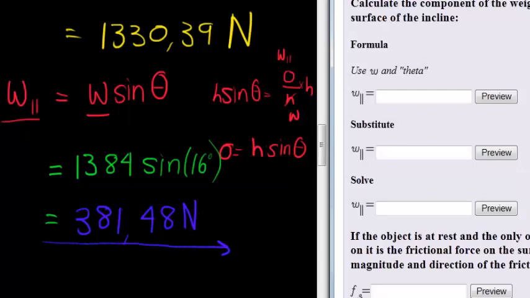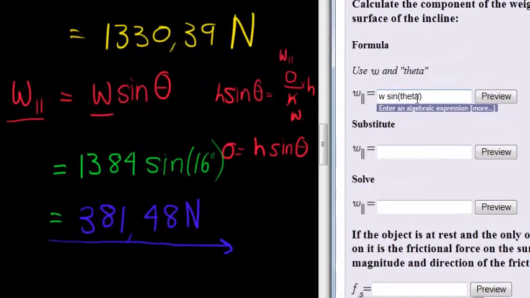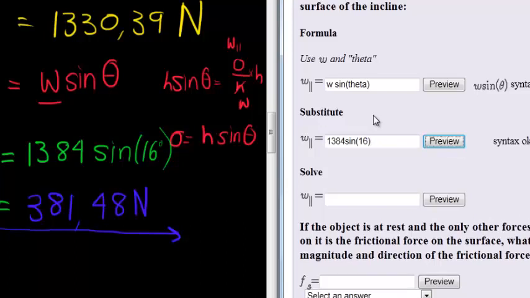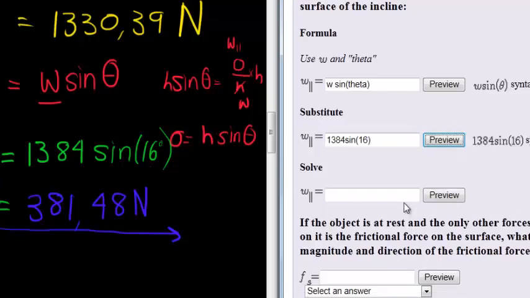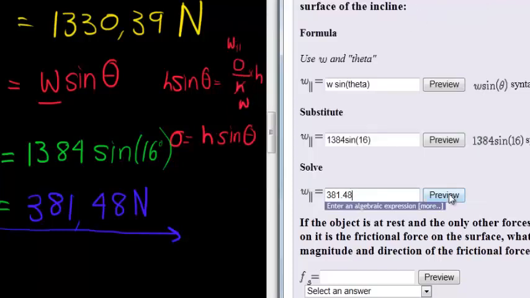This time they did ask for the component of the weight parallel to the surface of the incline, so we already know the direction, it's parallel to the surface of the incline. Putting in, we know that that was our formula, W sine of theta. Notice how I type out theta and it automatically converts it for me. Okay, then if I substitute, my substitution step is 1384 sine of 16. Perfect, that's what I want. And finally, when I get my answer, I got 381.48. Let's just confirm that. 381.48, that's correct, rounded, newtons.